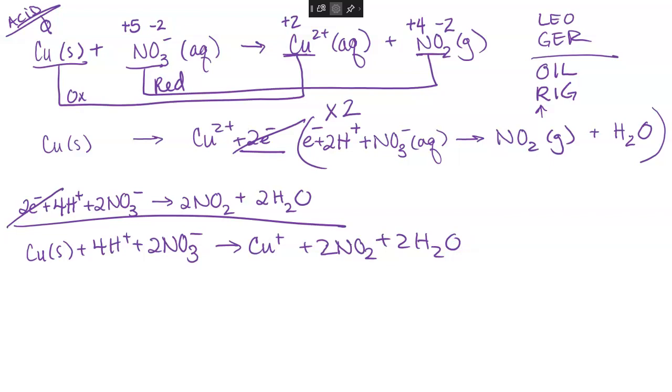And that's it. Is there a reason why you wrote the state on the copper? I could write the others, but you don't have to do that. The AP test won't take off points for that. Will Miss Burt? Probably. In the balancing half reactions, like the redox reactions, probably not, but you need to make sure you pay attention to include your charges.